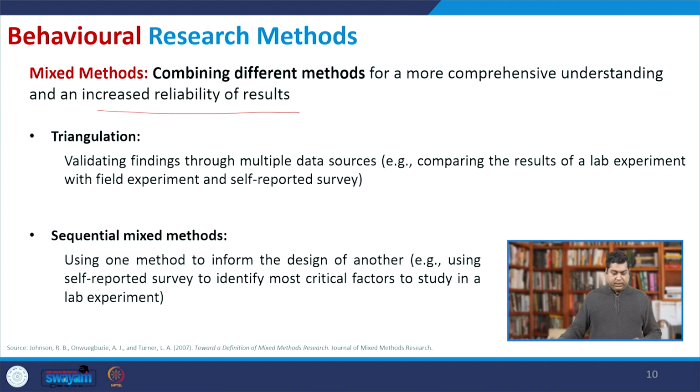In this mixed method, triangulation is very important. We have also discussed this as one aspect of the mixed method in our mixed method lecture. It helps in validating the findings through multiple data sources. For example, comparing the result of a lab experiment with a field experiment and a self-reported survey. So you have done some survey, some field experiment and lab experiment, and try to see where they are conflicting or how much they actually match, because there are certain control parameters. Whenever you want to create a real world scenario through simulation or a controlled experiment, there might be some naturalistic element which is missing.